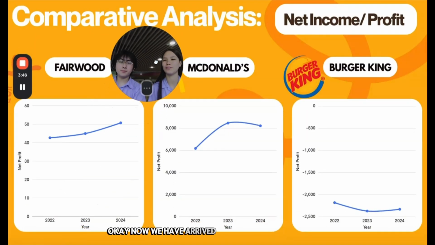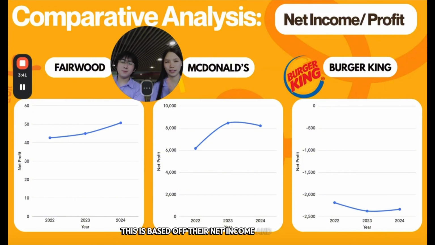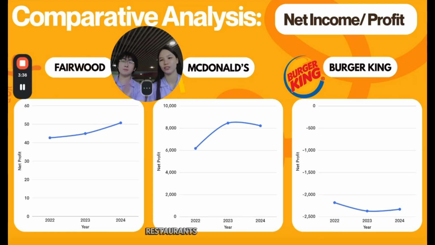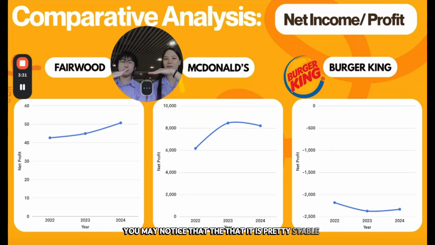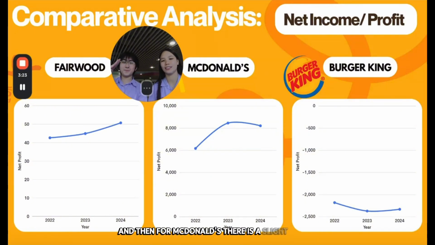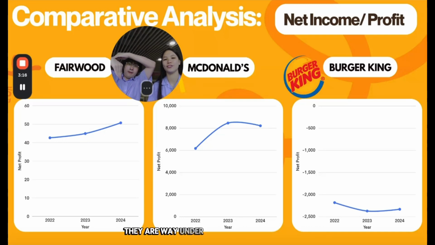Okay, now we have arrived at the comparative analysis. This is based off their net income and their profit. So we have made three different graphs for the three different restaurants. Starting with Fairwood, you may notice that it is pretty stable. It is not having much of a change, which could be good in some ways. And then for McDonald's, there is a slight increase and then a little bit of a decrease. But for Burger King, they are way under the zeros, completely negative.